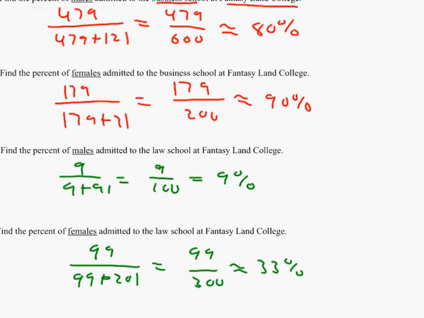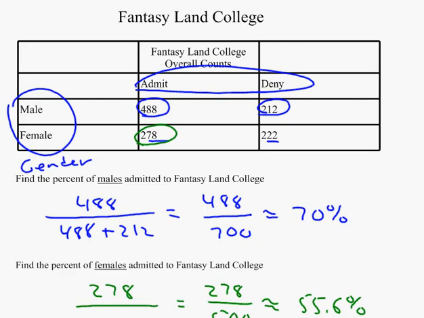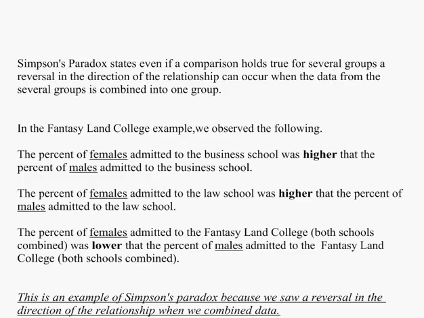And then if you look in the business school, you see the same phenomenon, that the percentage of females who applied and were accepted is higher than the percent of males who applied and were accepted. But when we combine the data together, that relationship's reversed. This strange phenomenon actually has a name. It's called Simpson's paradox. Simpson's paradox states that even if a comparison holds true for several groups, a reversal in the direction of the relationship can occur when the data from the several groups is combined into one group.